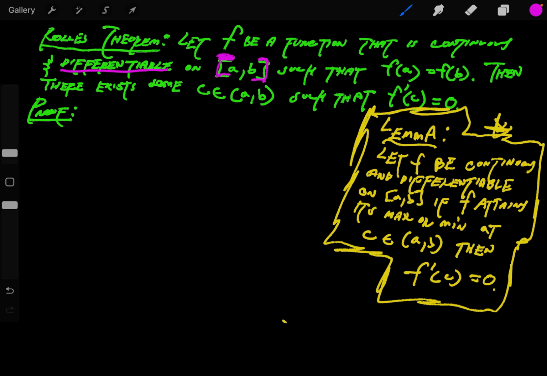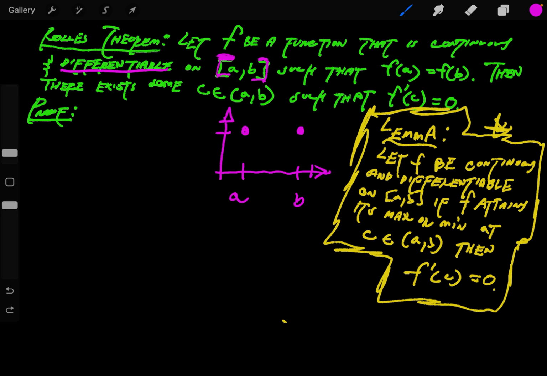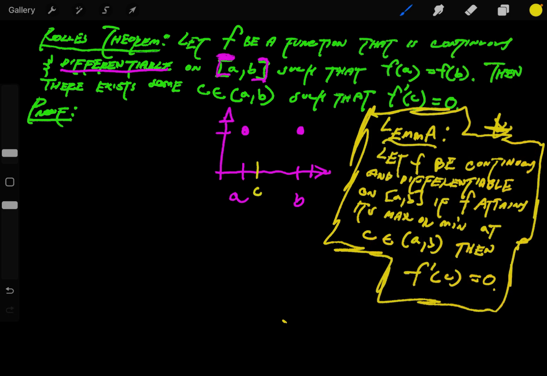And we also have the condition that at the endpoints of the interval, A and B, the function is equal. This is going to be f of A, and it's also going to be equal to f of B. Now, if that's the case, then there must exist some point C in here where the derivative is 0. That's guaranteed to exist.